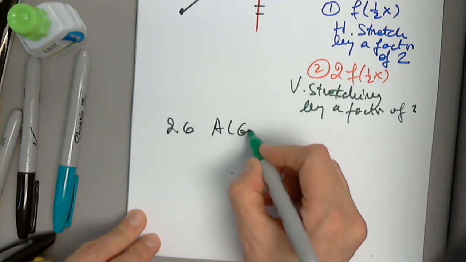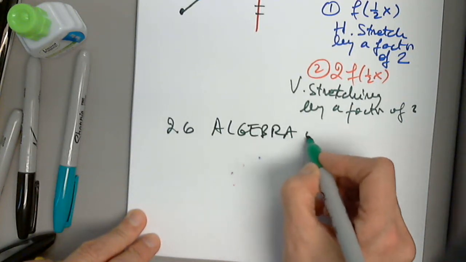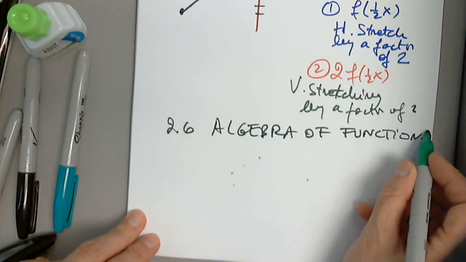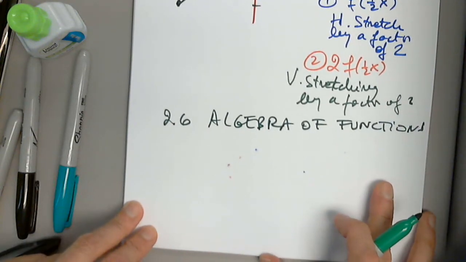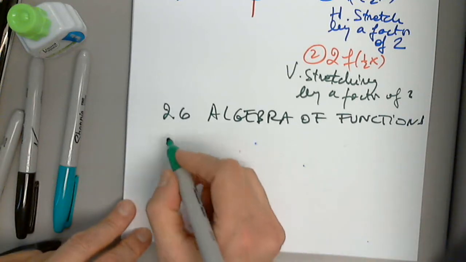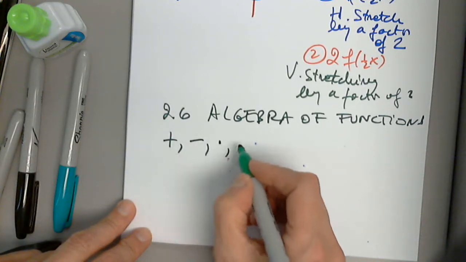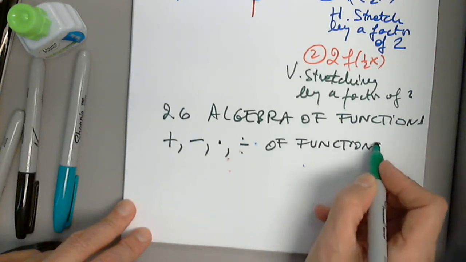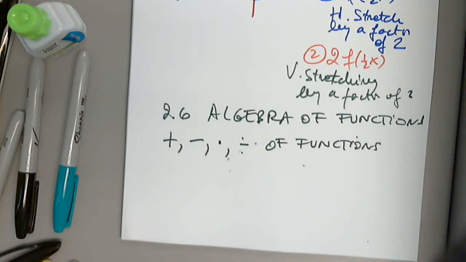I call this algebra of functions. What does algebra of functions, or algebra, mean? It means addition, subtraction, multiplication, and division of functions. So if we are given two functions f and g, we can add, subtract, multiply, or divide them to get new functions.